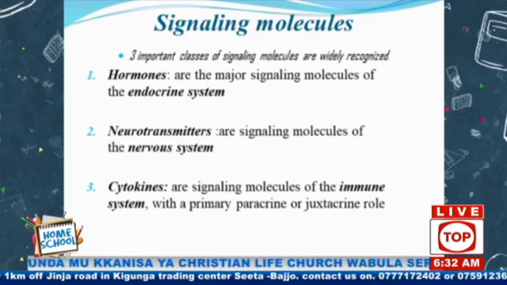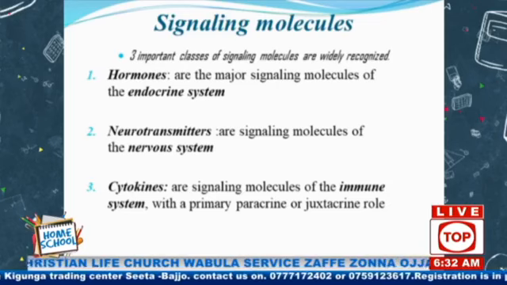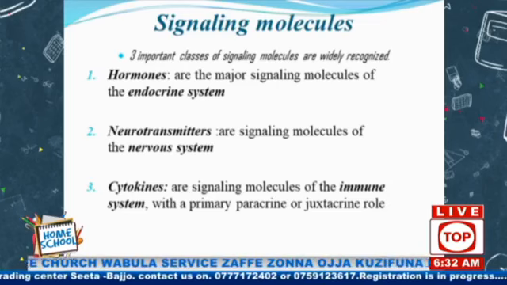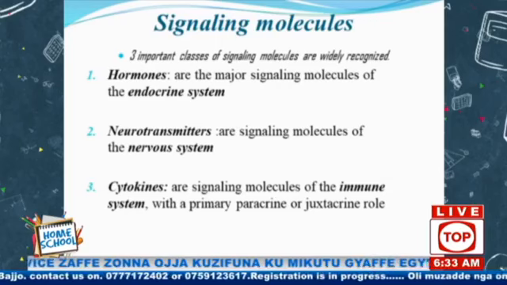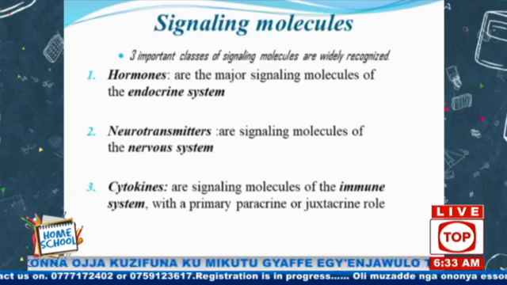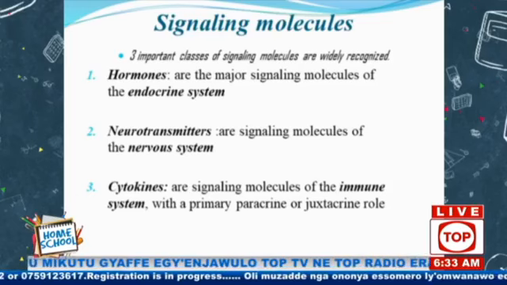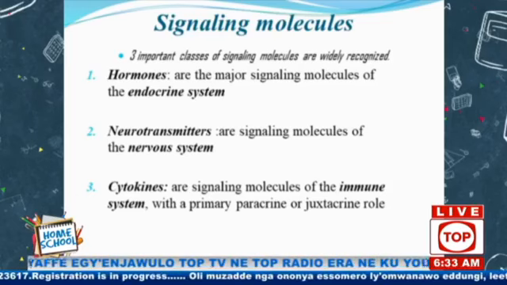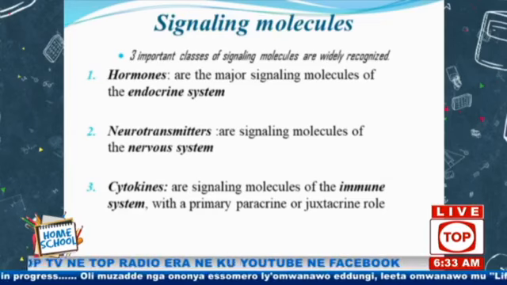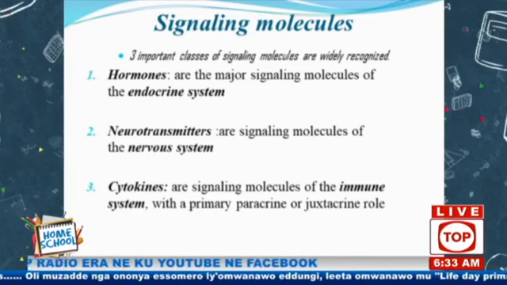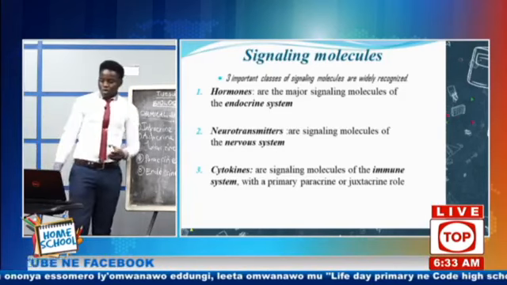Neurotransmitters are commonly found in the nervous system. We shall be looking at them a bit later. We have cytokines. These are found commonly in the immune system. You have looked at those when you were looking at transport, blood, and immunity. They majorly operate as paracrine or juxtacrine. So hormones are what we are going to focus on today.